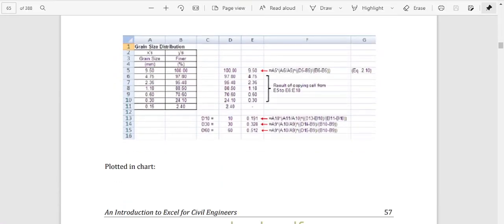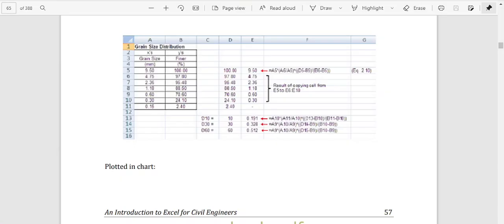So now this is the way to go. We are going to use this formula to interpolate for these values. So we are going to go to our Excel and see how these things are done.